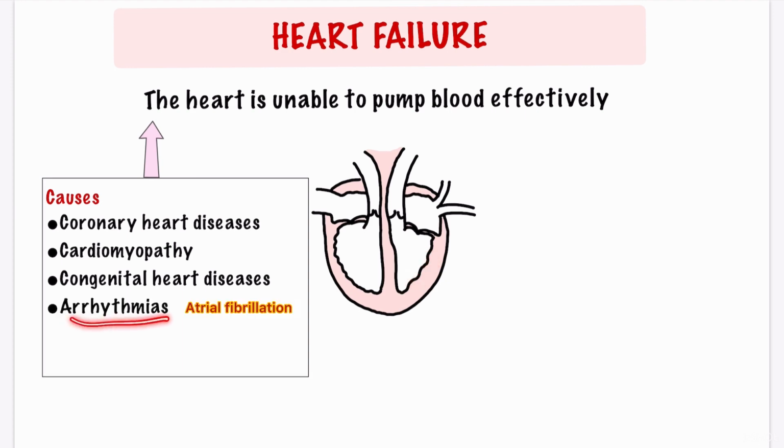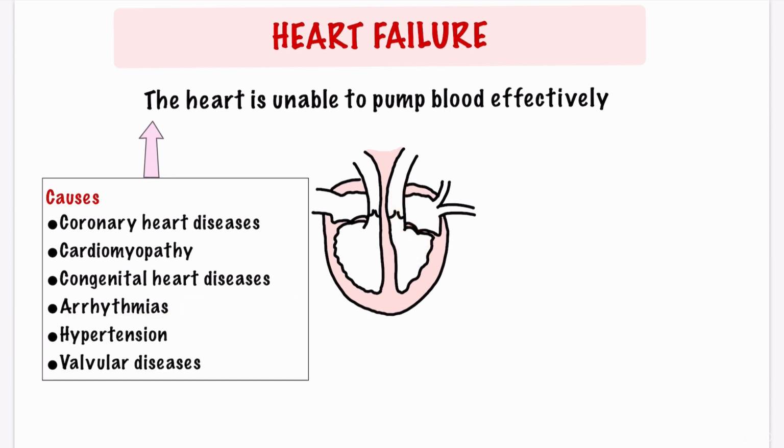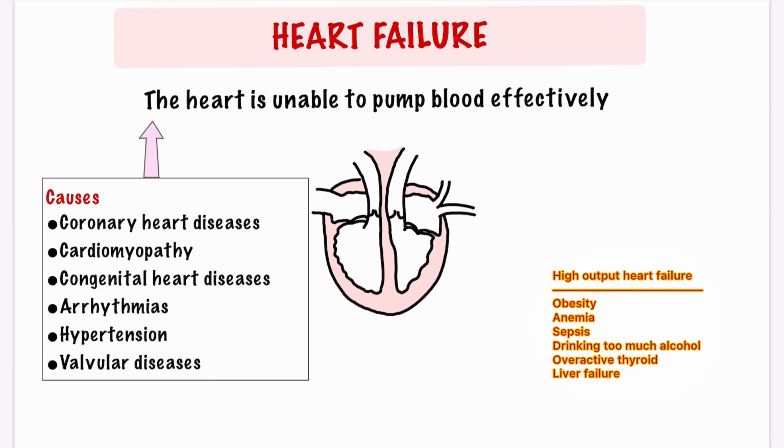Arrhythmias, such as atrial fibrillation, are heart rhythm problems, and they can mess with the proper filling and pumping of your heart. Hypertension and valvular diseases such as aortic stenosis, aortic regurgitation, and mitral regurgitation put extra strain on the heart, which in the long term can lead to heart failure. Sometimes obesity, anemia, sepsis, drinking too much alcohol, overactive thyroid, or liver failure can also lead to heart failure.